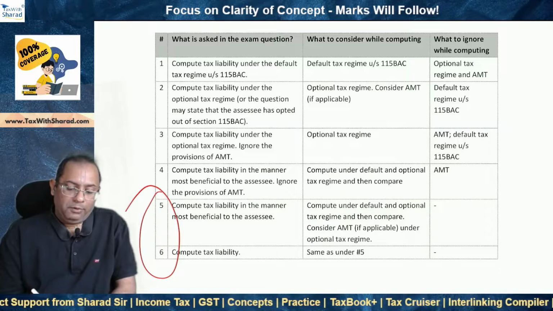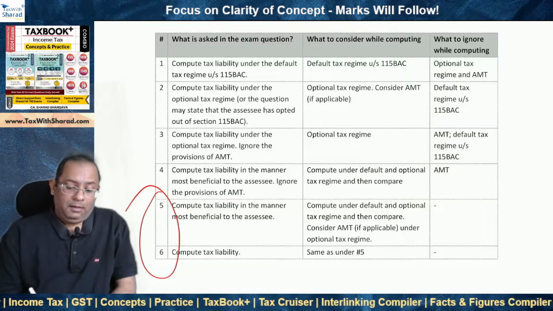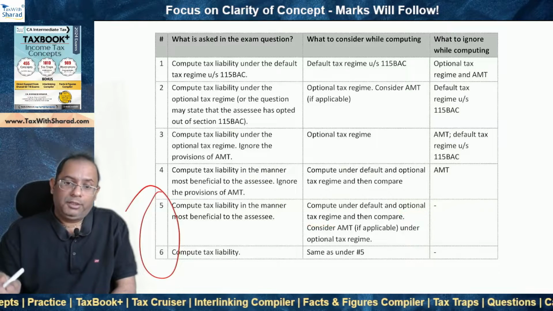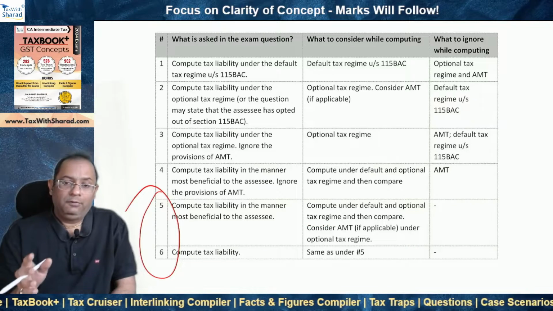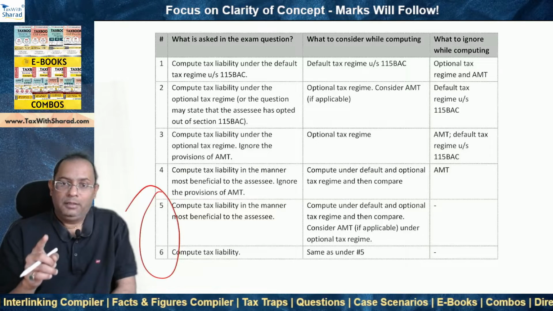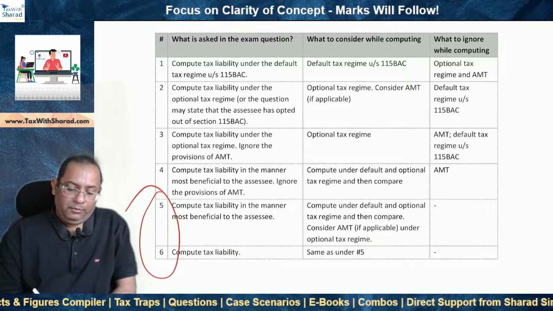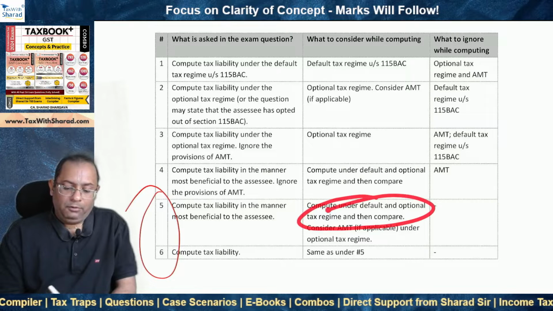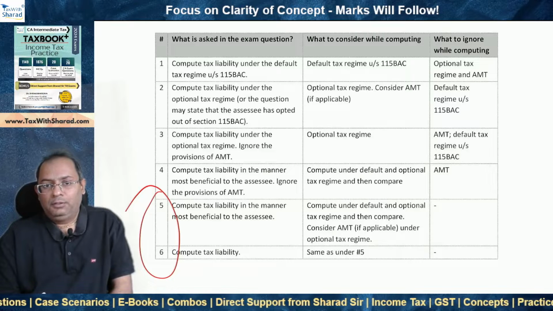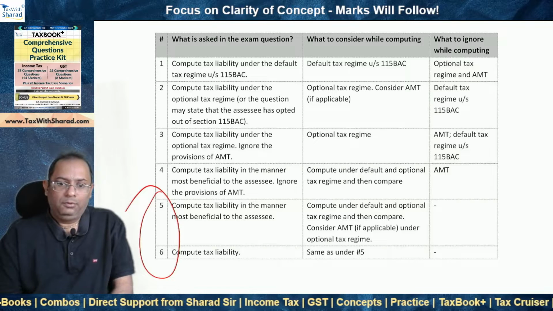When you are computing under the default tax regime, obviously you know that AMT provisions will not apply. When you are making computation under the optional tax regime, you will have to go through the question and figure out whether, based on the fact pattern of the question, AMT provisions are applicable or not. And if they are applicable, you will have to consider AMT provisions as well, right? And then you will have to compare the results under the default and optional tax regime, and then arrive at the position which is most beneficial to the assessee, and that will be your answer. And in support of your answer, you will need to give a short note as well.